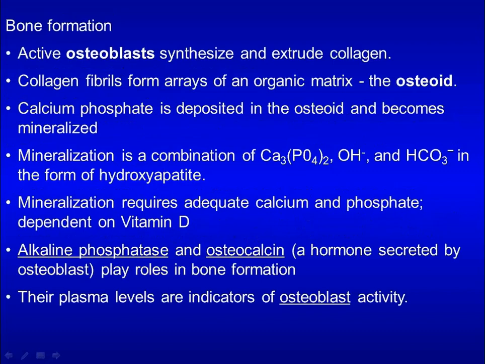Active osteoblasts synthesize and extrude collagen. Collagen fibrils form arrays of organic matrix, the osteoid. Calcium phosphate is deposited in osteoid and becomes mineralized. Mineralization requires adequate calcium and phosphate, and therefore it depends on vitamin D. Alkaline phosphatase and osteocalcin play a role in bone formation. Their plasma levels are indicators of osteoblast activity.